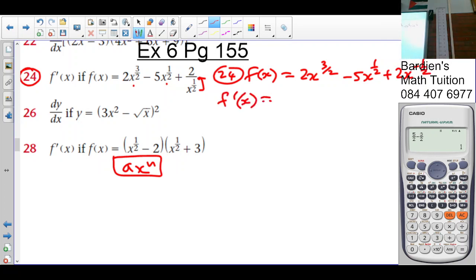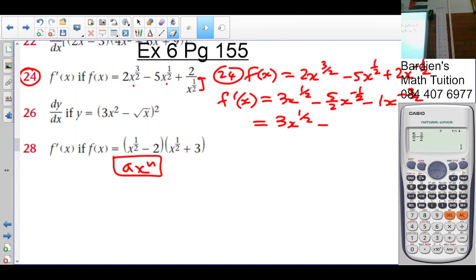So f prime of x equals 3x to the half minus 5 over 2 times x to the minus half. 2 times negative half is negative 1, x to the minus 3 over 2. Okay? Positive exponent, so it's 3x to the half minus 5 over 2x to the half minus 1 over x to the 3 over 2.